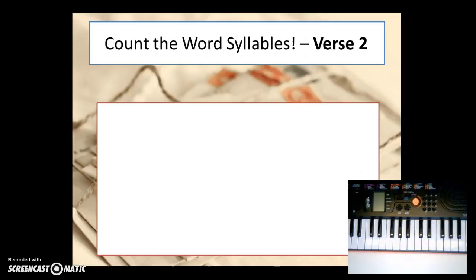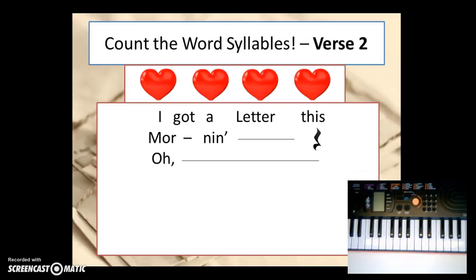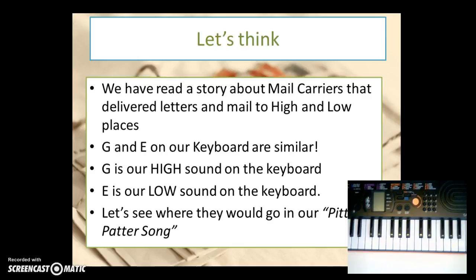So let's keep going. In verse 2, it's the same thing. We still see I got a letter this morning, and then it goes out to oh yes. Okay, so those two verses are the same. So even though we have two word syllables in oh and yes, that's oh yes, 1, 2, even though there are two syllables, they take up a very long amount of time to complete. So we are going to look at oh yes, and this is where we can specifically find our high and low sounds in the song.